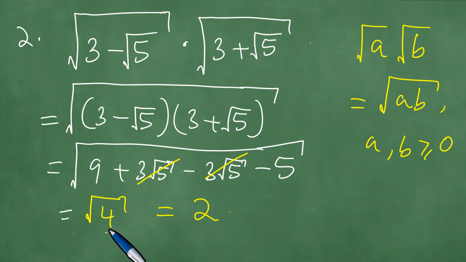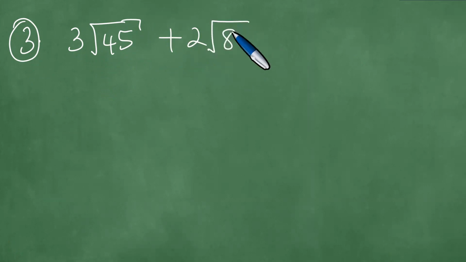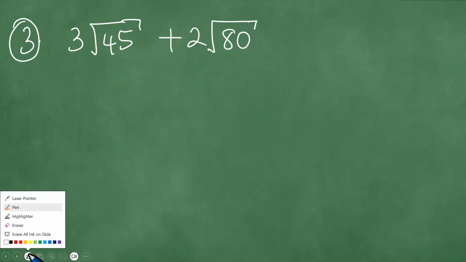Okay, so we're looking at the next question on the surds. We're looking at the surds in radicals. Just look at this one here, number 3 on the surds. We have 3 times the square root of 45 plus 2 times the square root of 80.